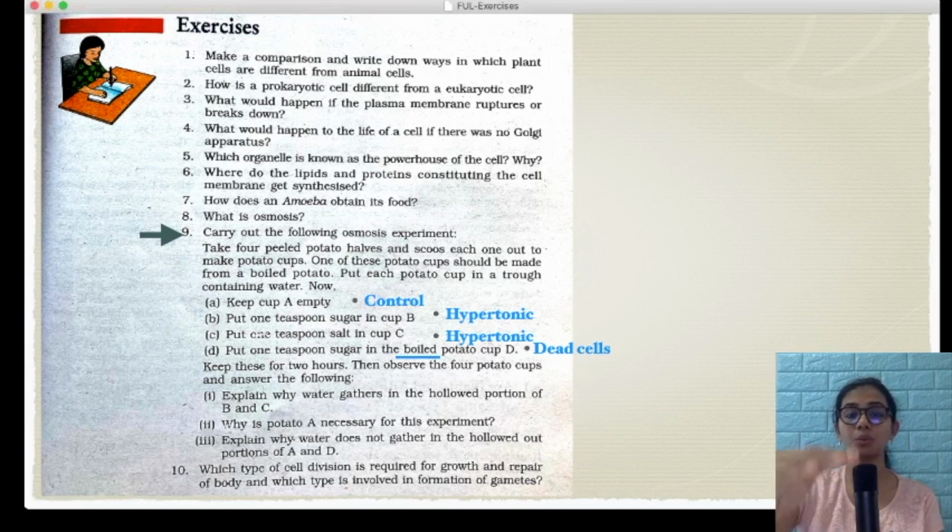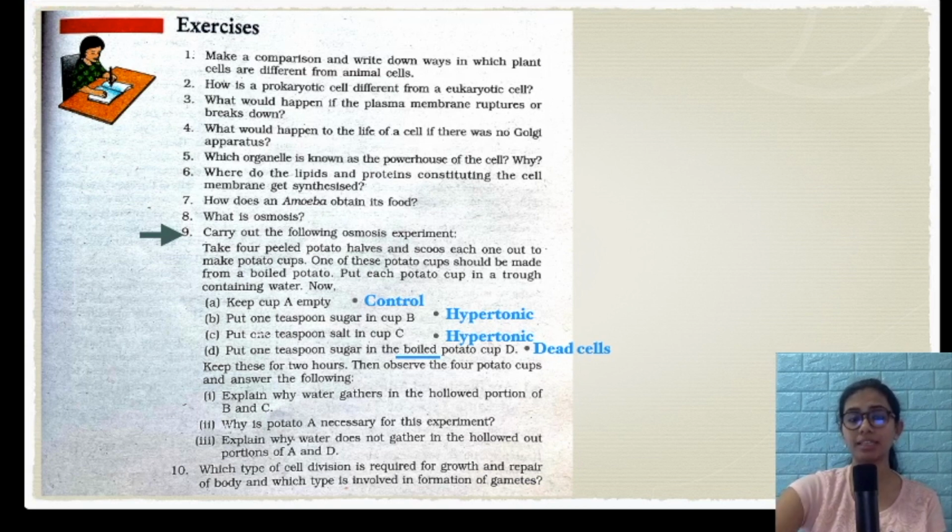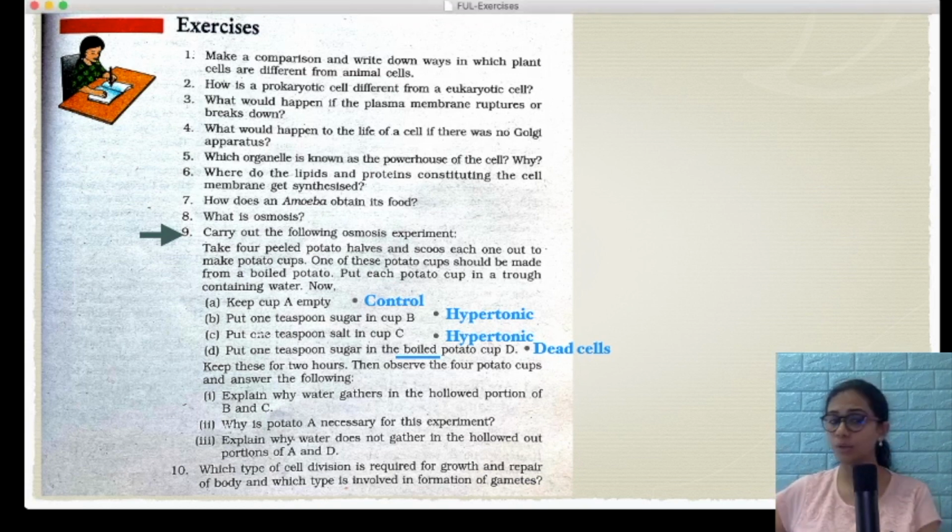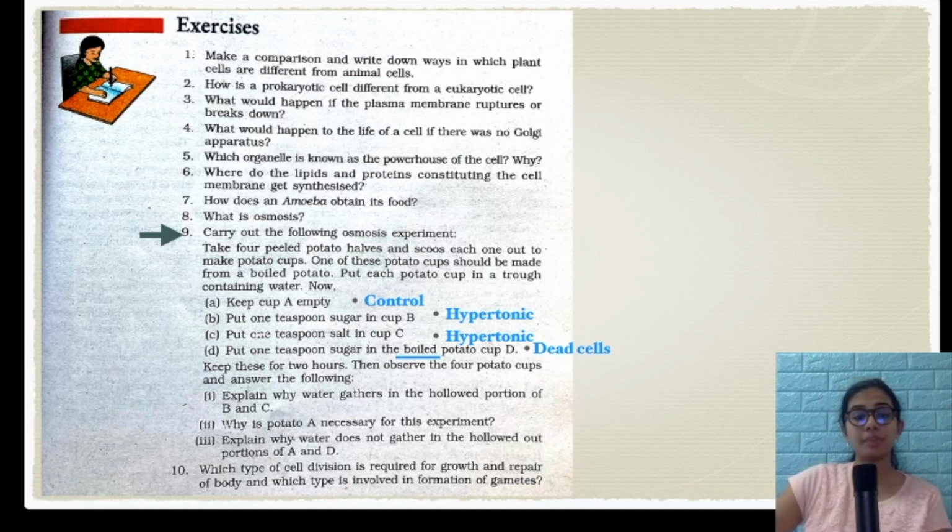So let's now look into the questions. Now that you know the realities happening inside each of your subjects, you'll be able to reason better. So now bring on the questions, right? The first one: explain why water gathers in the hollowed portion of B and C. Now remember, these potatoes are kept inside a trough containing water. That means outside each potato cup there's a lot of water, right? So inside you are putting a lot of sugar.